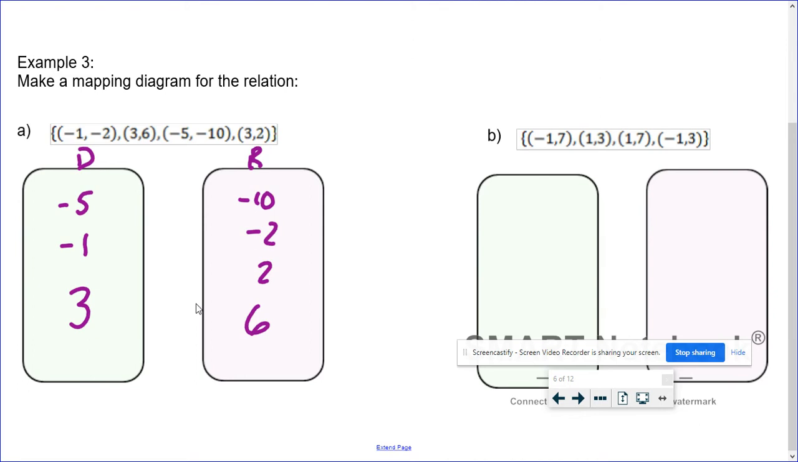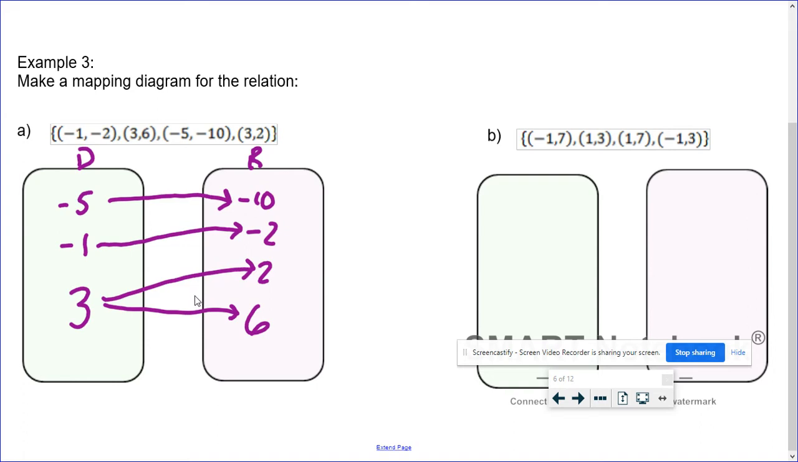What the mapping diagram has you do now is connect the domain to the range. So I look at the first ordered pair. -1 connects with -2. So I'm going to draw an arrow from here to here. Notice how it's from the domain to the range. You're not putting arrows on both sides. The next ordered pair is 3, 6. Connected that way. The next ordered pair is -5, -10. You connect it that way. The last ordered pair is 3, 2, and you connect it that way.